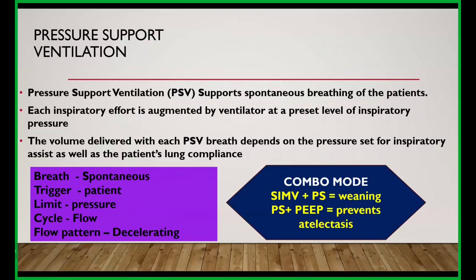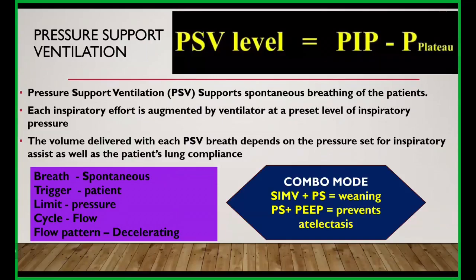Okay, how will you set your pressure support? The initial setting will be based on the pressure support level. The level should be PIP minus P plateau. Peak inspiratory pressure minus P plateau will be your pressure support level that has to be kept initially.